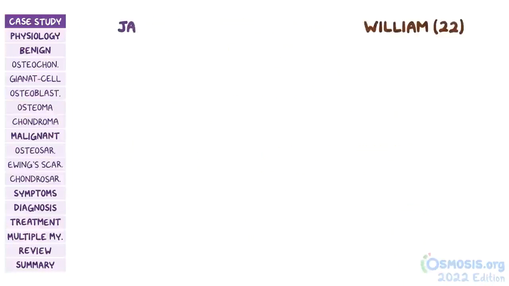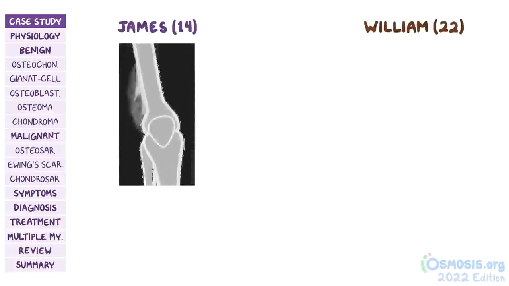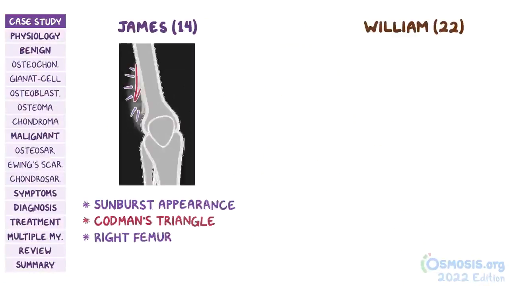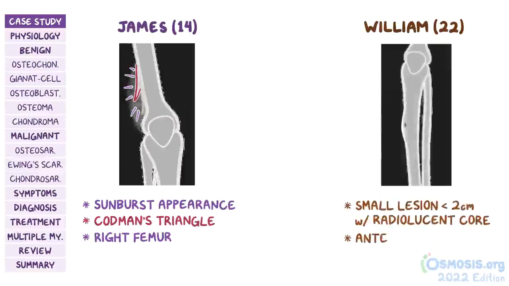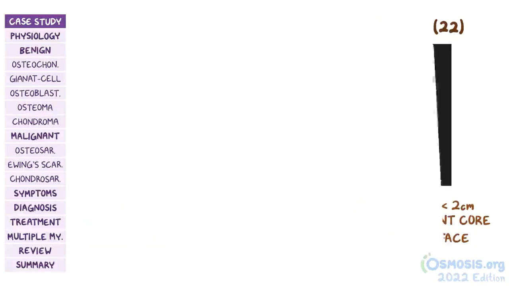As expected, X-ray scans were obtained. They showed a distal sunburst appearance and Codman's triangle in James' right femur, whereas William's X-ray scans detected a small lesion under 2 centimeters with a radiolucent core on the anterior surface of his left tibia. Now, both seem to have some type of bone tumor, but first a bit of physiology.